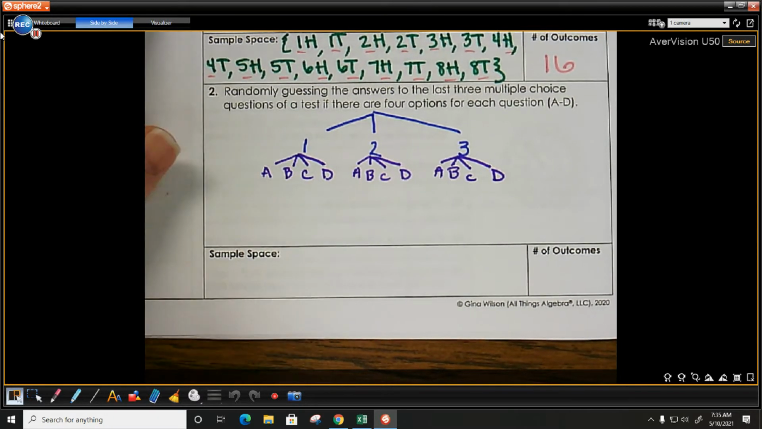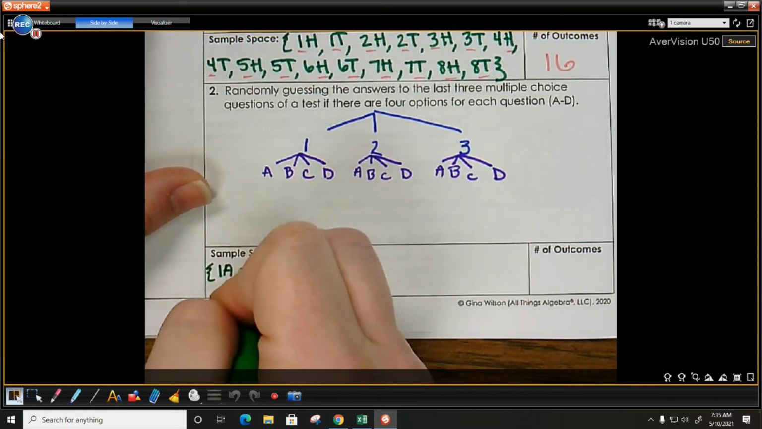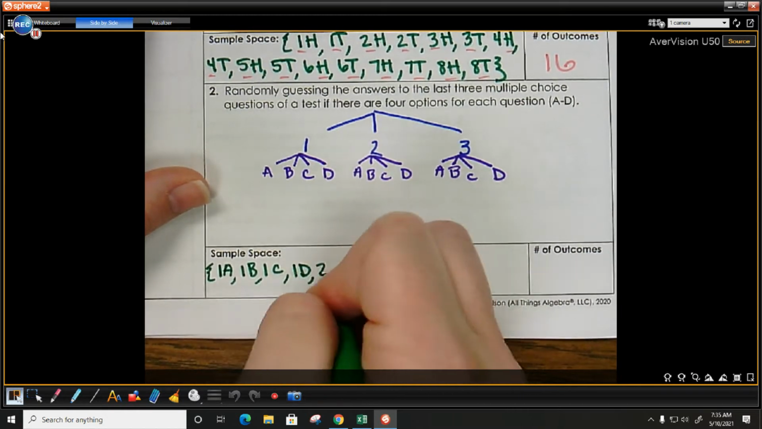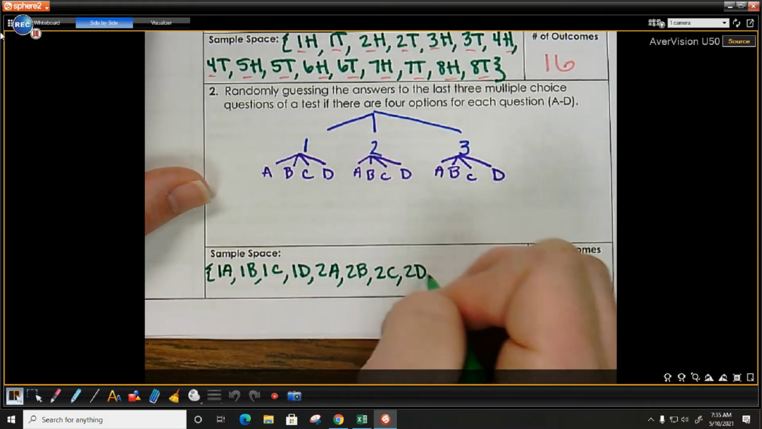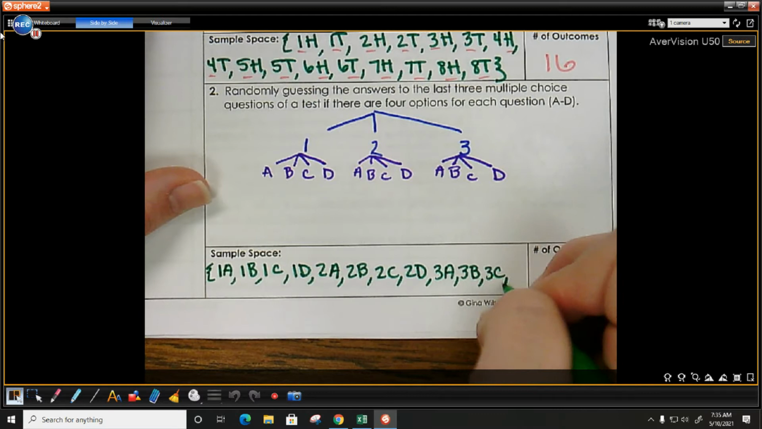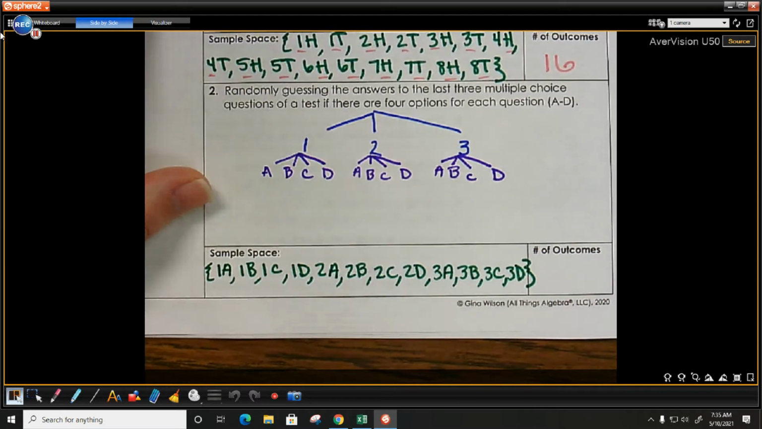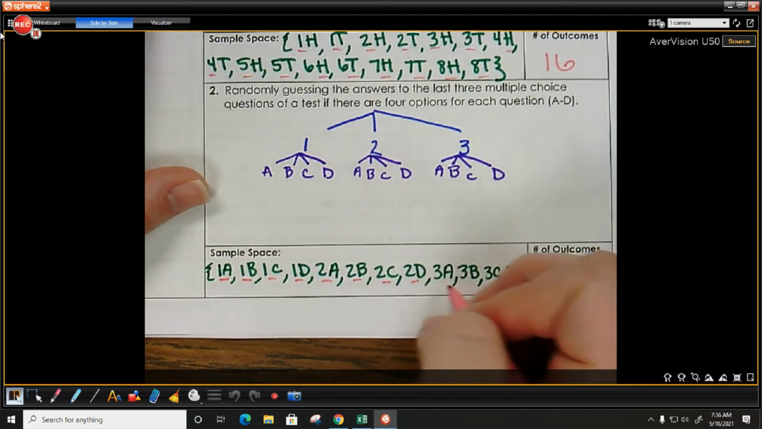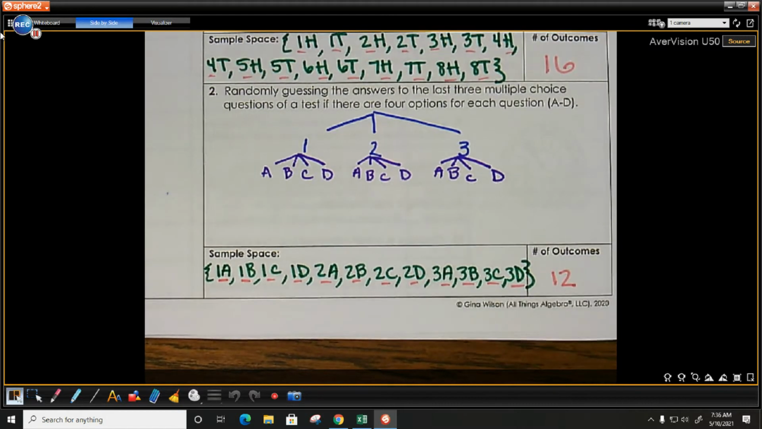So now let's do our sample space. Question 1 can be A, question 1 could be B, question 1 could be C, question 1 could be D. Question 2 could be A, question 2 could be B, question 2 could be C, question 2 could be D. 3A, 3B, 3C, or 3D. Those are all the possible outcomes. And then count up how many there are. 1, 2, 3, 4, 5, 6, 7, 8, 9, 10, 11, 12 different outcomes. Good?